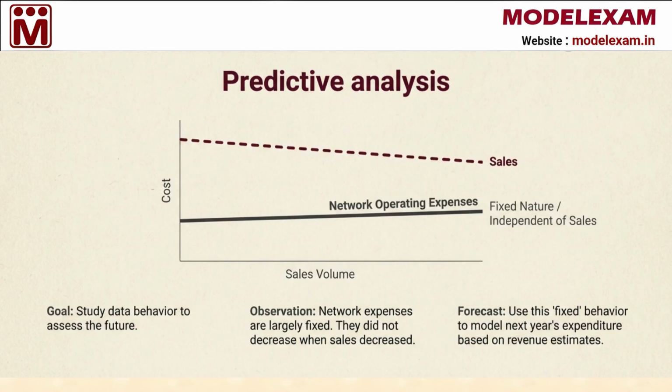This insight leads us to predictive analysis. We can plot this behavior on a graph. We see that while sales decreased, the network operating expenses did not decrease. In fact, they rose slightly. This indicates that these expenses are largely fixed in nature. They do not fluctuate with sales volume. As an analyst, you can use this fixed behavior to model the next year's expenditure, knowing that even if sales remain weak, these costs will not go down.